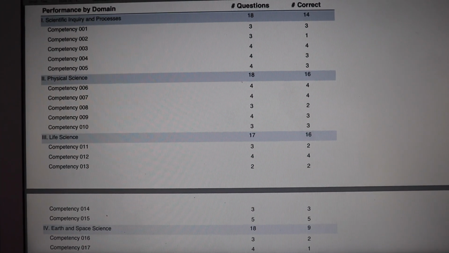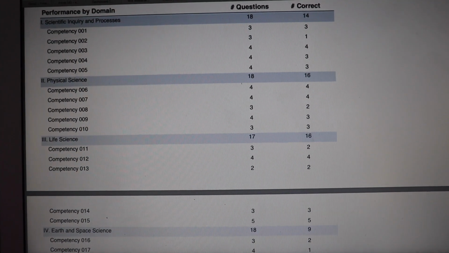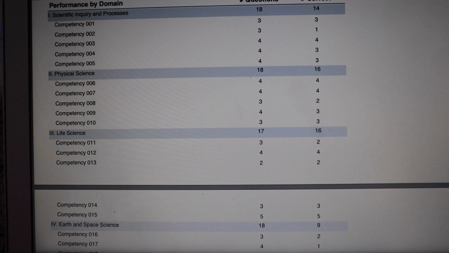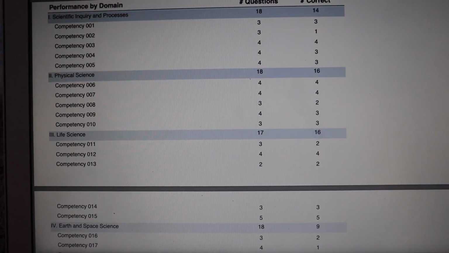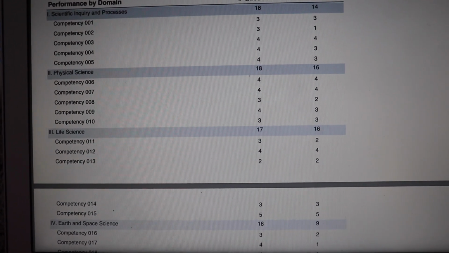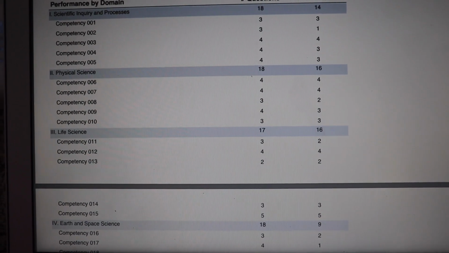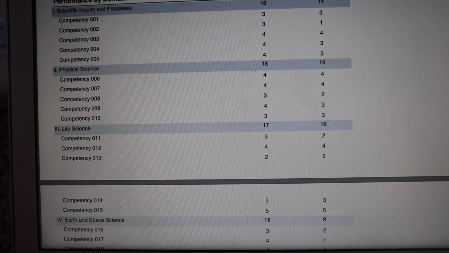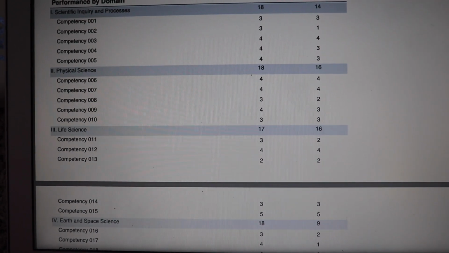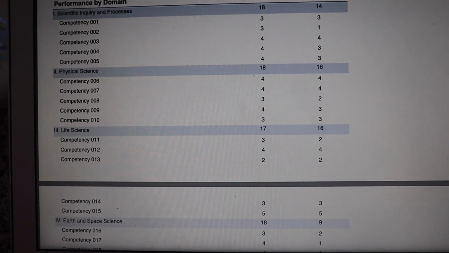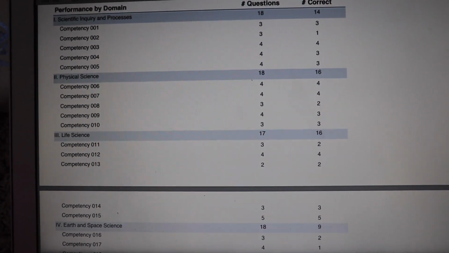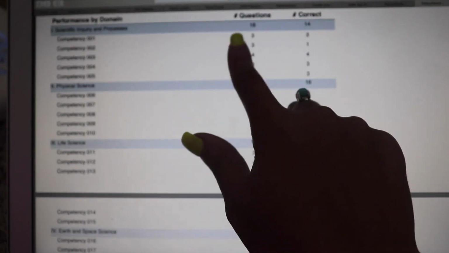Okay, so here is my test information. As you can see, it goes through the different domains and it shows you the different competencies. The competency is going to be the different topics within that particular domain, so I guess these are like the subtopics. And it's showing you how many I got right, and how many questions were actually on that part of the exam.